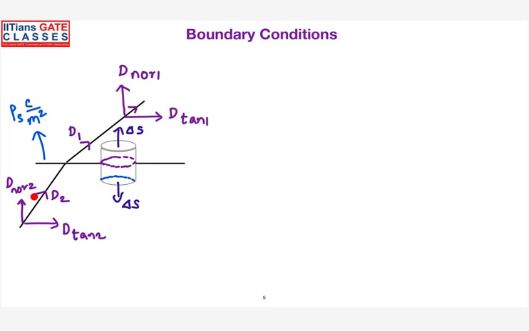You can see the diagram, same thing. This is my interface, and I have assumed there is some charge present on it, given by rho s coulomb per meter square. The wave enters from medium 2 to medium 1 like this. This time I have taken the flux density into the picture, but it doesn't matter. You know the relation between flux density and E: D is equal to epsilon E. So once you know D, you can easily derive the electric field intensity also.